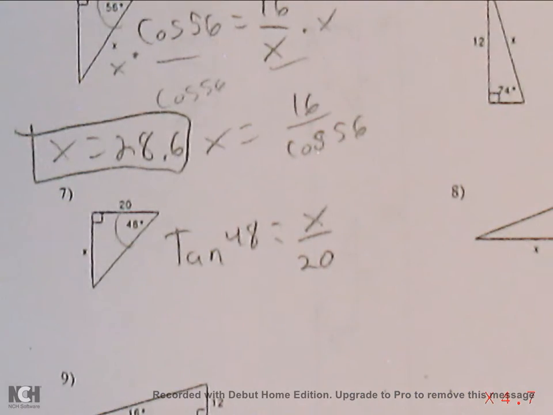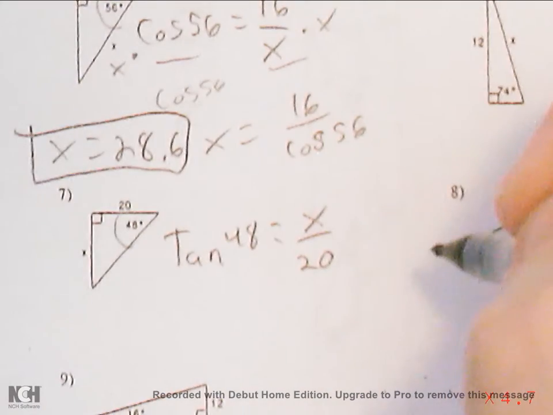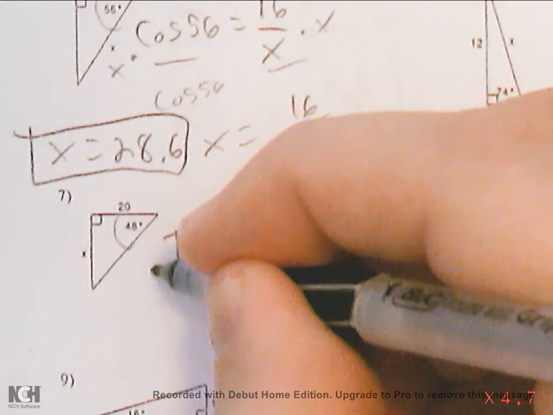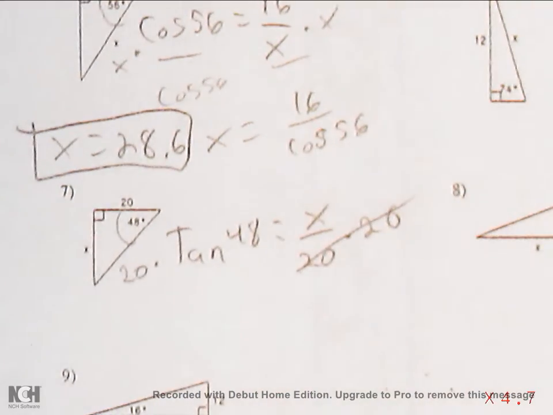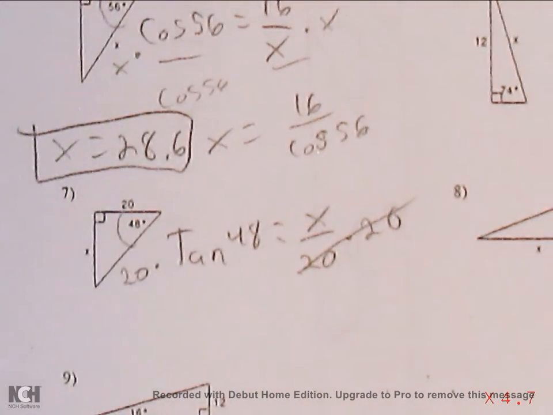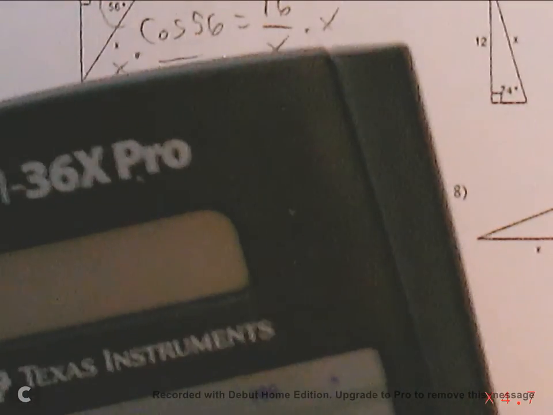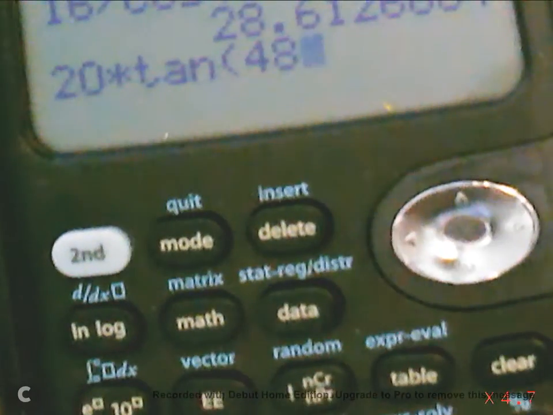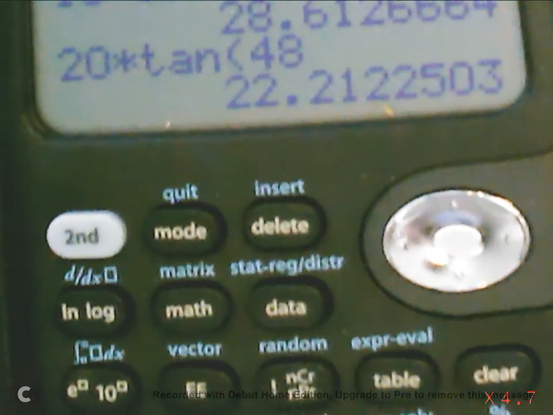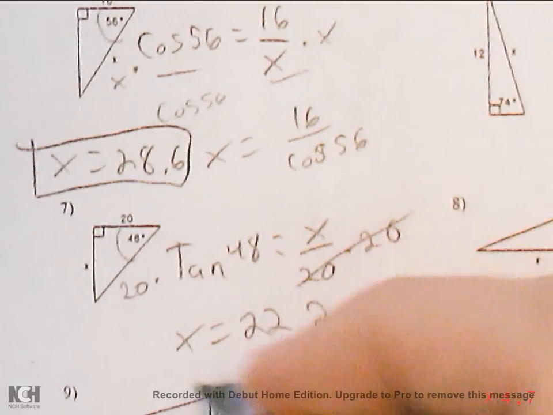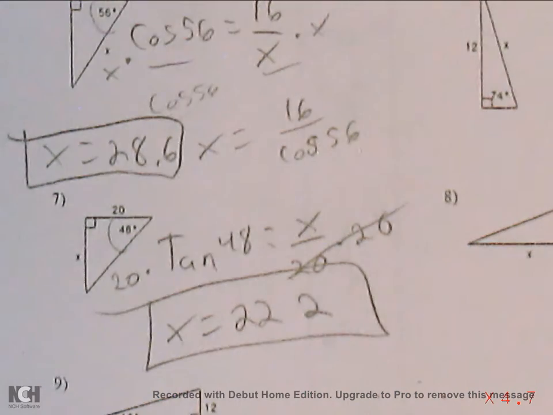This one's nice because this time I'm not actually dividing by x. All I have to do is multiply by 20 on each side. So x is equal to 20 times tangent of 48. 20 times tangent of 48 is going to be 22.2. So x is going to equal 22.2, and that's your answer. That's all you're doing with the trig functions. Pretty easy, right?